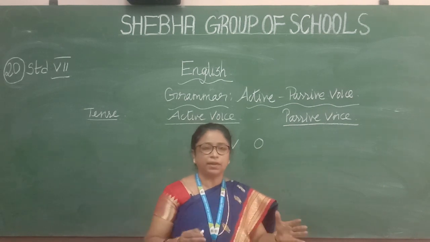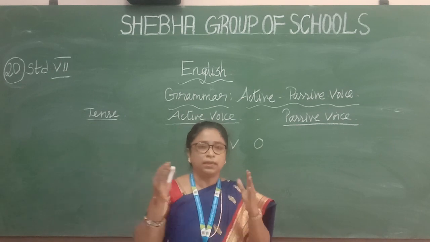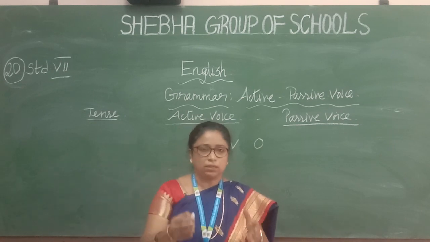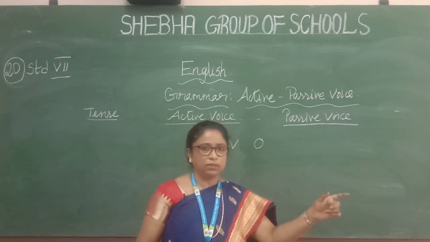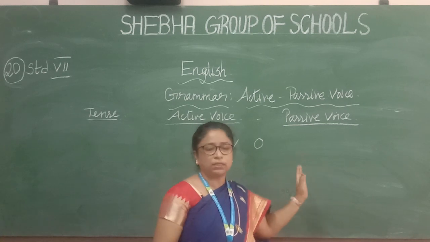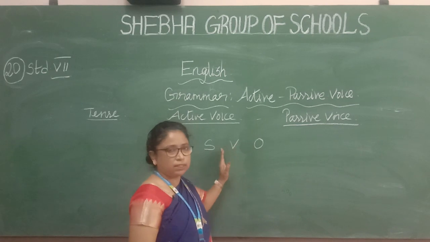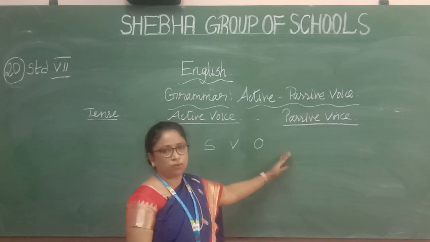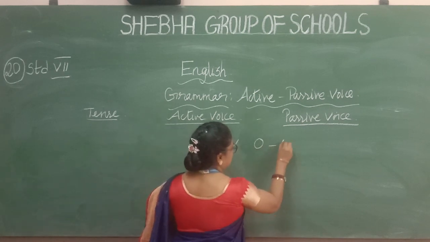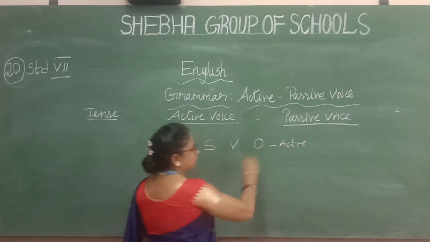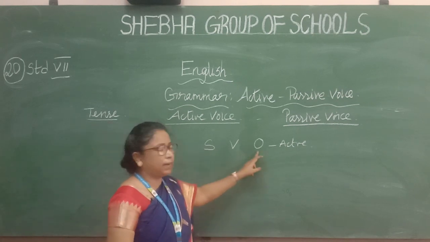Now the sentence is divided into the subject, meaning the noun or the pronoun, and next is the action word. What is the action word? That is the verb. Then next is the rest, the object. There will be one object in every sentence. So SVO: S is for subject, V is for verb, and O is for object. That's how we separate an active voice sentence: subject, verb and object.